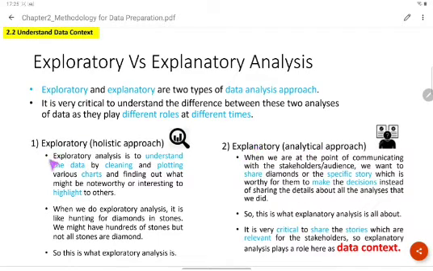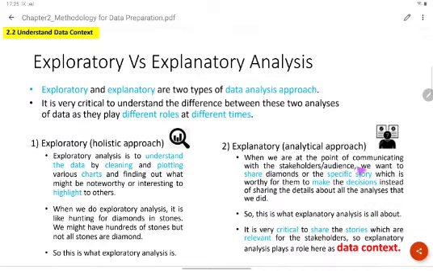The first one is exploratory. This is explanatory. Don't misinterpret, jangan sampai tersalah. Don't confuse these two analyses. This is explanatory, and it is an analytical approach.